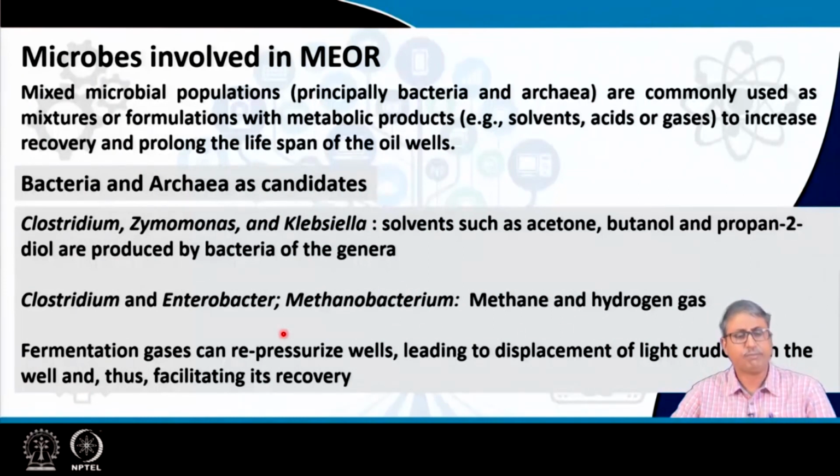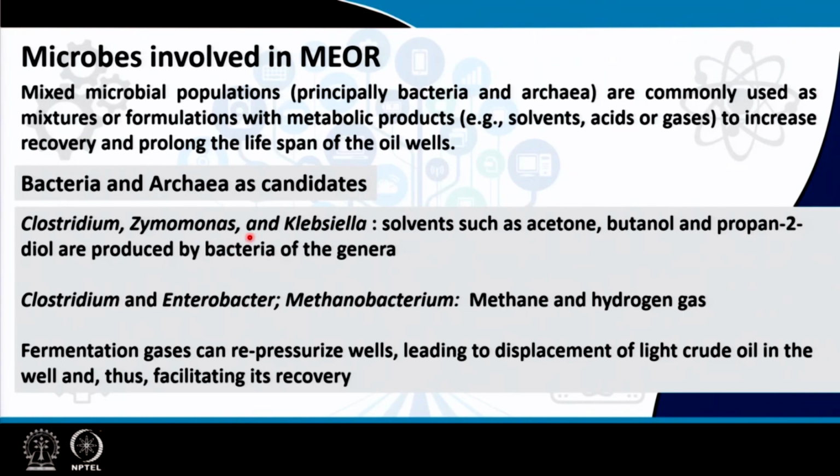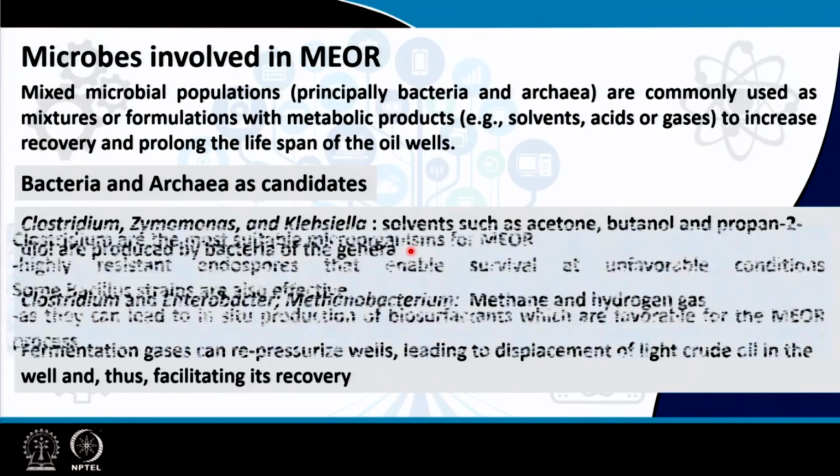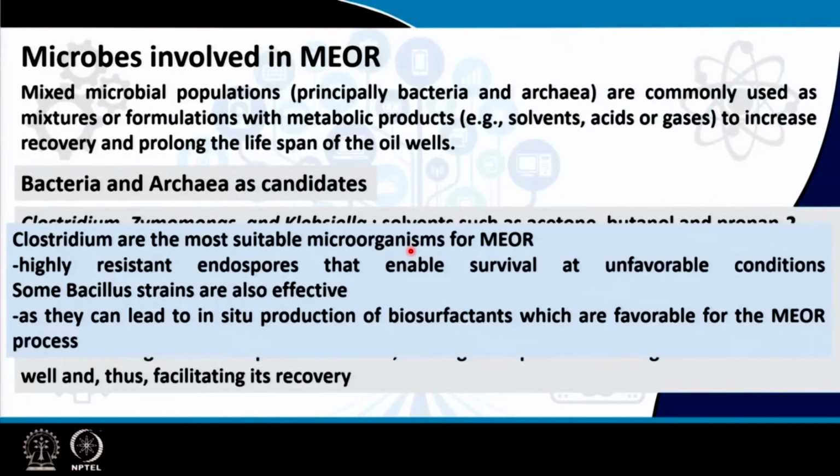What are these? The bacteria and archaea which are found to be the potent candidates for these are Clostridium, Zymomonas and Klebsiella. They produce different solvents such as acetone, butanol and propanediol. Clostridium, Enterobacter and Methanobacterium are also responsible for producing methane and hydrogen gas. These fermentation gases can repressurize the wells, leading to the displacement of the light crude oil in the well and thus facilitating its recovery. Clostridium is found to be one of the most suitable microorganisms for the MEOR.